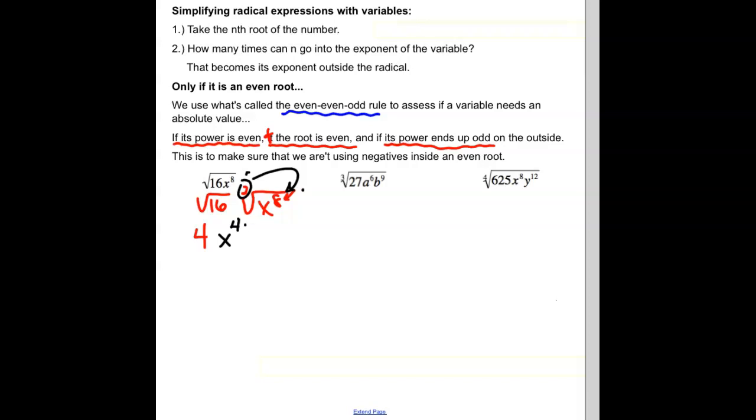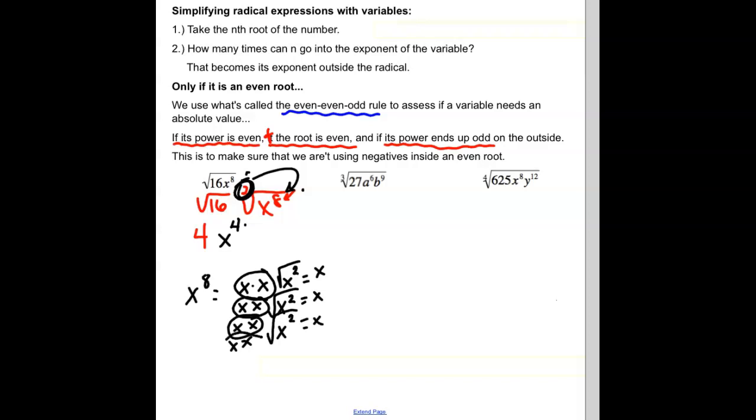All right, let me explain here why we're getting x to the 4th. If we have x to the 8th, that means we have 8 x's that are all being multiplied together. And when we take the square root of that, we want to group them in groups of 2. So I have one group of 2, that's an x squared. And when I square root it, I get an x. Here's another group of 2, x squared. When I square root it, I get an x. Same thing here, and same thing here. So I end up with 4 x's being multiplied together.